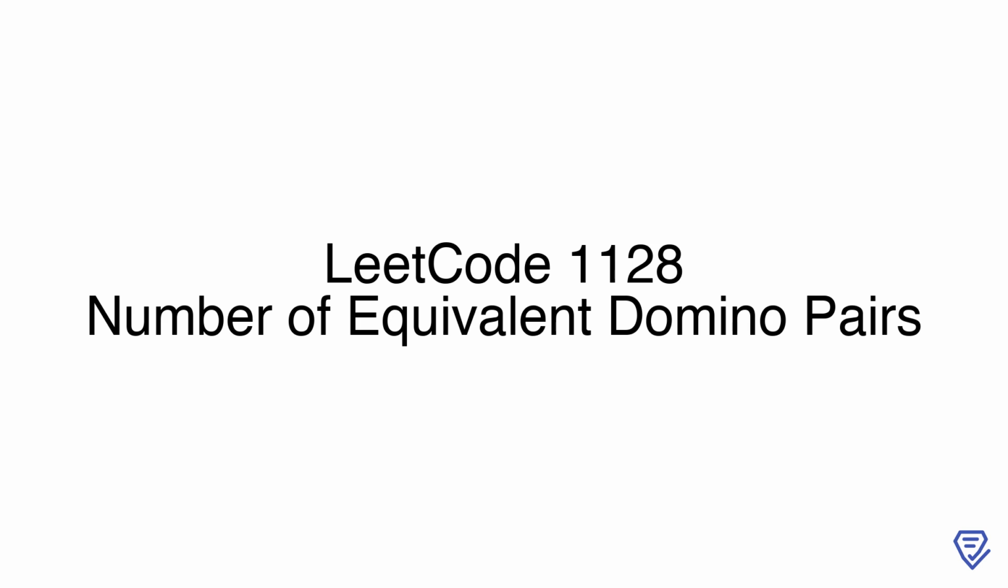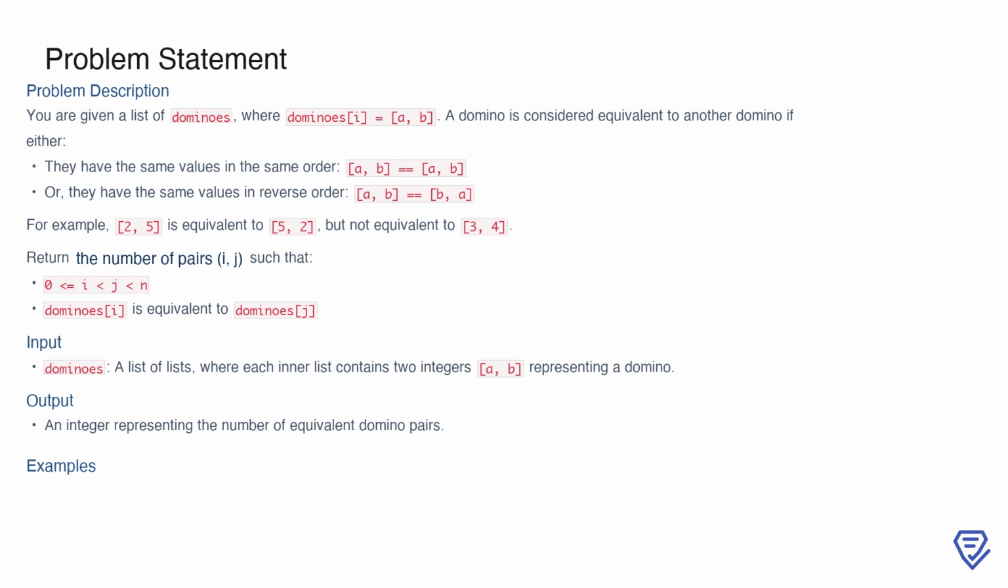Let's dive in. In this problem, we are working with a list of dominoes, where each domino is represented as a pair of integers, a, b. Two dominoes are considered equivalent if they have the same numbers either in the same order or in reverse order. For example, the domino 2, 5 is equivalent to 5, 2 because the numbers match when reversed. However, 2, 5 is not equivalent to 3, 4 because the numbers are completely different.